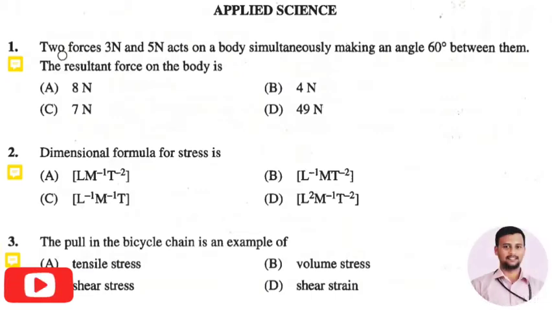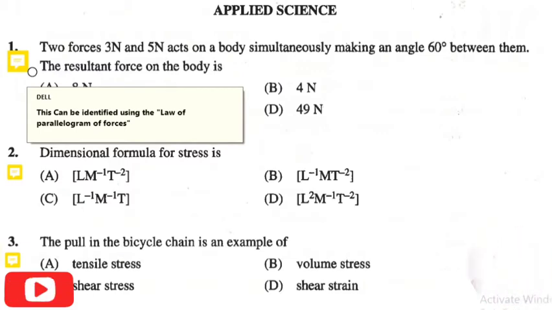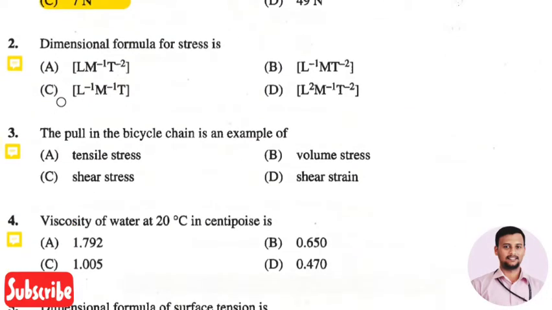The first question is: two forces, 3 Newton and 5 Newton, act on a body simultaneously, making an angle of 60 degrees between them. The resultant force on the body is, the right answer is option 3, that is 7 Newton. This 7 Newton resultant force is obtained by using the law of parallelogram of forces. So we need to use that law to identify the resultant force on a body.